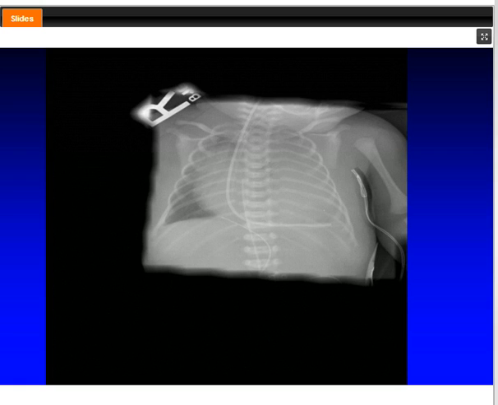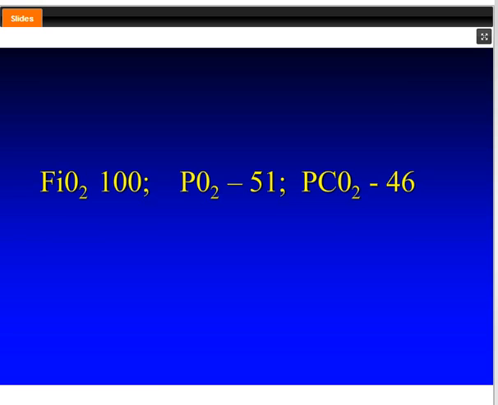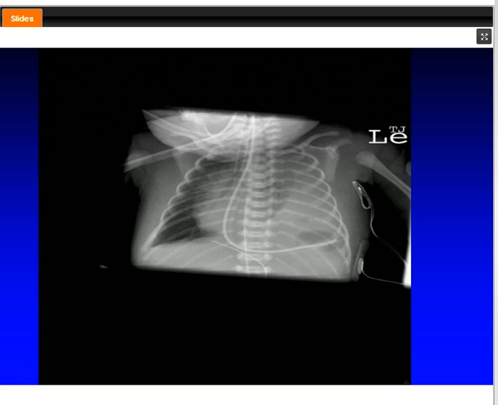So this lung was a little better, but not much better. The baby was still on 100% oxygen with a PO2 of 51 and a CO2 of 46. So we increased the mean to 15.5. And notice, we managed to get the lung back to where it was previously. So you have good inflation in the right, and you've got some inflation in that small left lung.